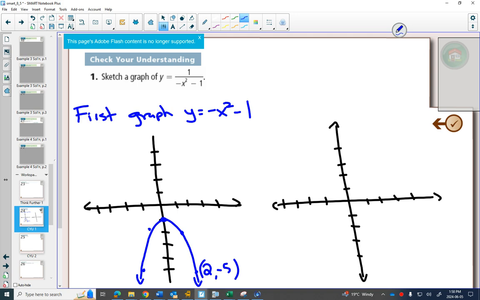And first of all, we would say, does it have any x-intercepts? Does it have any non-permissible values? We can see from the graph it doesn't have any x-intercepts. Can you see from the equation that it doesn't have any non-permissible values?